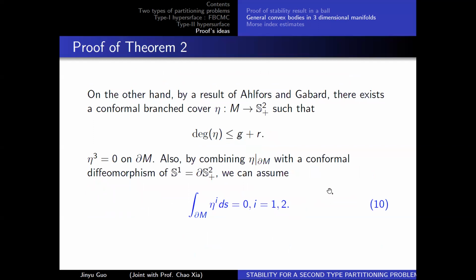And on the other hand, by the results of Ahlfors and Gabard, there exists a conformal branched cover η from M to the half unit sphere, such that the degree of η is smaller than g plus r. Here g is the genus of M, and r is the number of the boundary components of M. And η3 equals 0 on boundary M, and we can assume the integration of ηi over boundary M equals 0. Here i equals 1, 2, and 3.